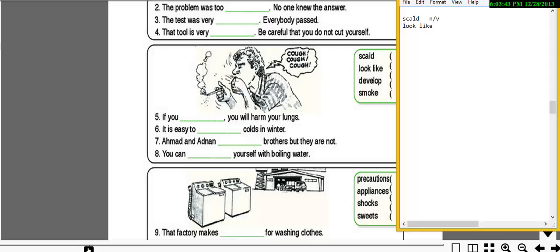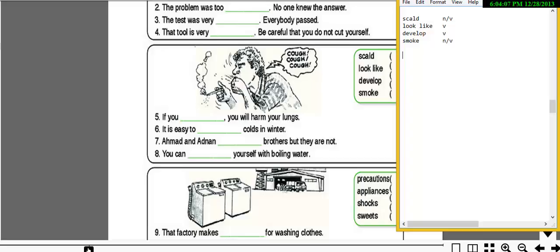Again, I'm trying to act like a student here to see how it works. And sometimes I could actually make a mistake because I'm not a perfect person. So you can just condone that or give me a hint if something wrong has appeared. Look like is a verb, and develop is a verb. And if you want to go with smoke, it can be both a noun and a verb.